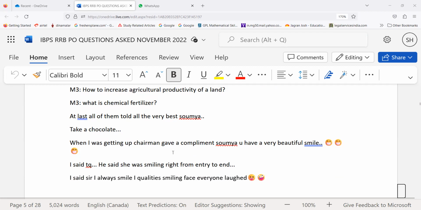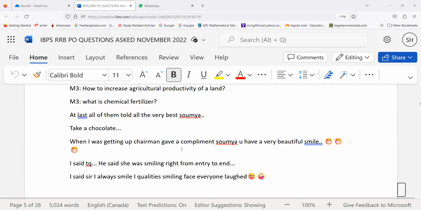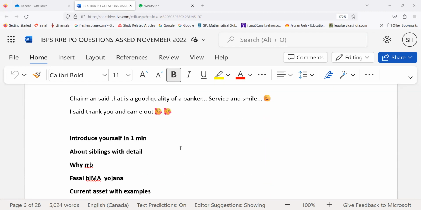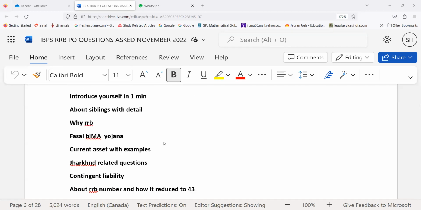When I was getting up, the chairman gave a compliment: Soumya, you have a very beautiful smile. I said, thank you. He said she was smiling right from entry to end. I said, sir, I always smile. My quality is a smiling face, everyone laughed. The chairman said that a good quality of a banker is service and smile. I said, thank you, and came out.